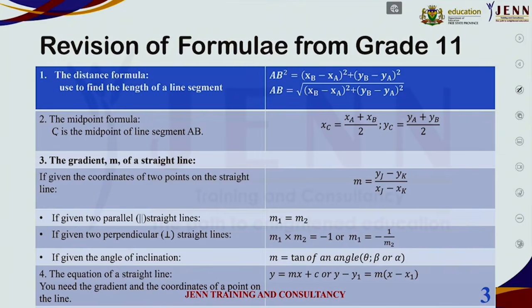Then number 4, the equation of a straight line. You need the gradient and the coordinates of a point on the line, which I have already talked about. But we know we have 2 approaches. We can use y = mx + c, or we can use y - y1 = m(x - x1).